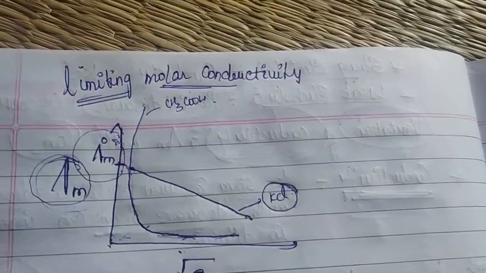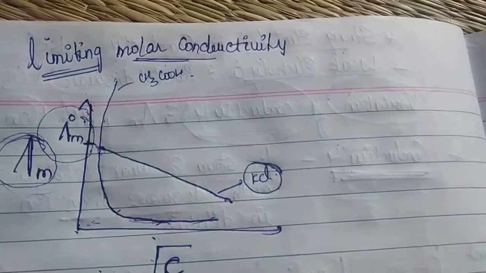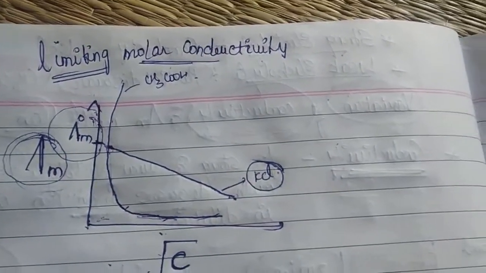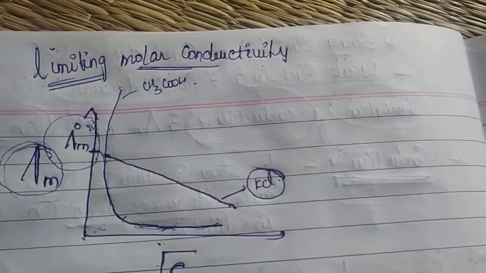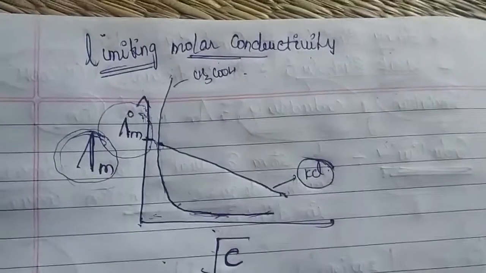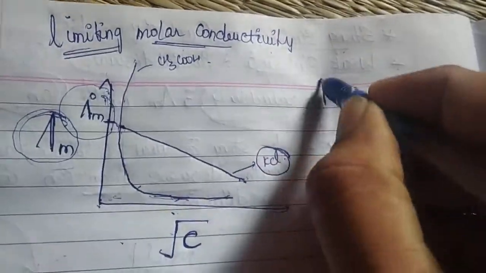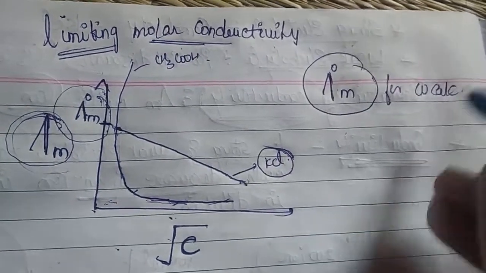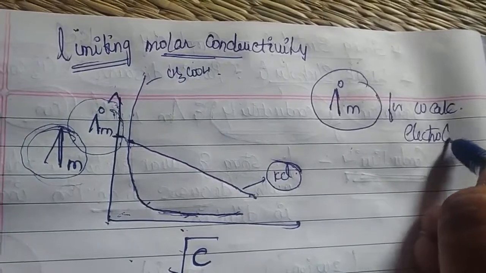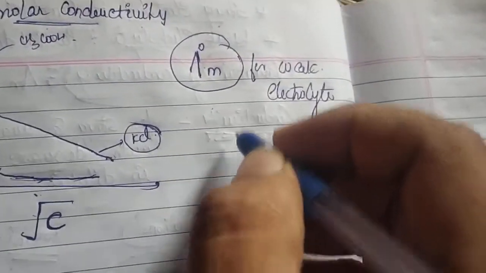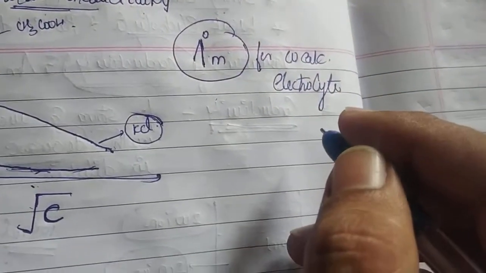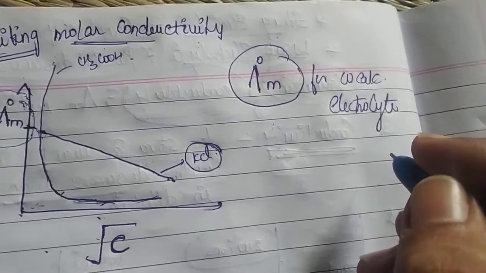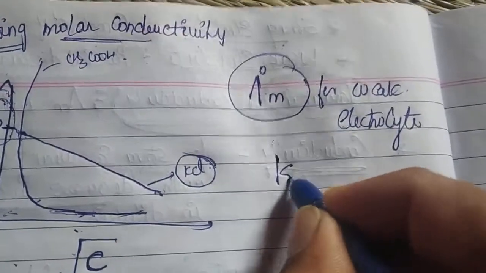What am I saying? I will not be getting a particular value. Able to understand? My next concept in my next video is dependent upon this part. So what does it mean? How will you calculate the lambda naught m for weak electrolytes? How to calculate the limiting molar conductivity for my weak electrolytes, and there you will be seeing a law which is itself called Kohlrausch's law.